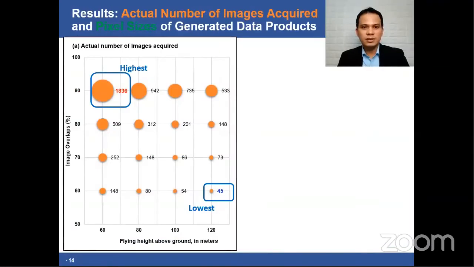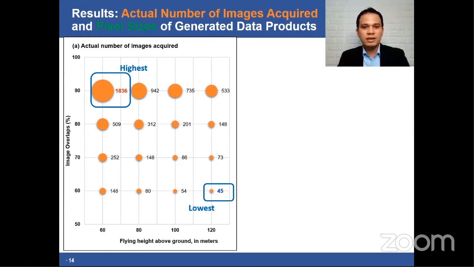And now for the results. This bubble graph here shows the actual number of images acquired for each combination of flying height and image overlaps. The highest number of acquired images was 1,836, which were acquired using a 60-meter flying height and 90% overlaps. The lowest number of images was 45, which were acquired at 120-meter flying height and 60% overlaps.